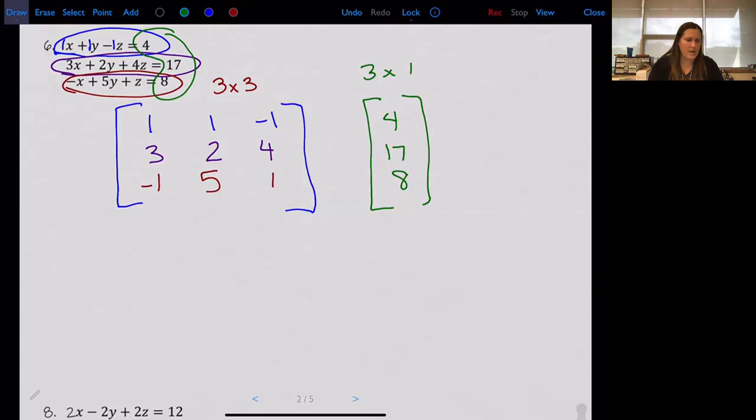1, enter, -1, enter, moves me down to the next row where I type 3, enter, 2, enter, 4, enter, brings me down to the bottom row, -1, 5, 1. So now my matrix looks like that. Looks just like what I have on my paper.